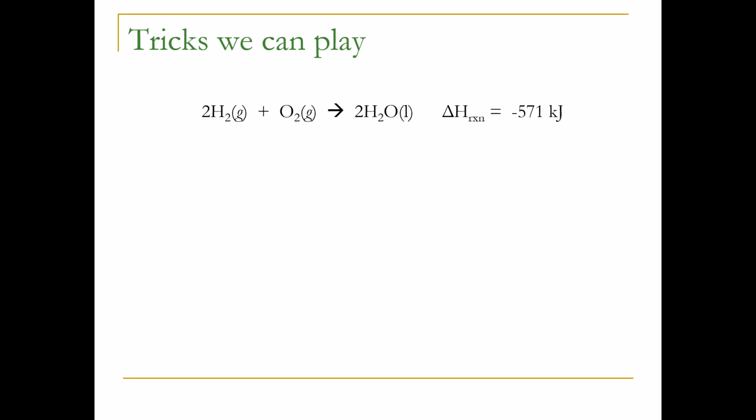Once we know the delta H values for the steps and we want to put them together, there's a couple of different things we can do to manipulate the delta H values. So if I start with the example of H2 plus O2 goes to H2O, and I have a delta H value given for this reaction, the negative 571 kilojoules.